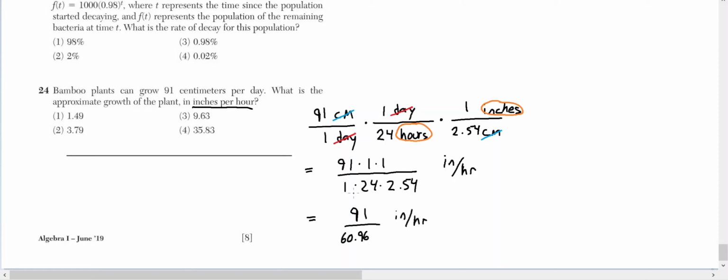And again, the units come along for the ride. And then we just need to compute 91 divided by 60.96. And so plugging that in the calculator, I get 1.4927, and rounding to the nearest, looks like our answer is in the hundredths, so we'll take 1.49. So that corresponds to choice number 1. So question number 24 has answer number 1.